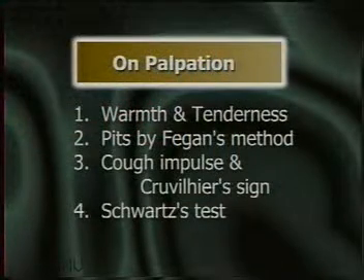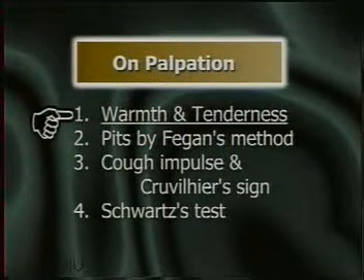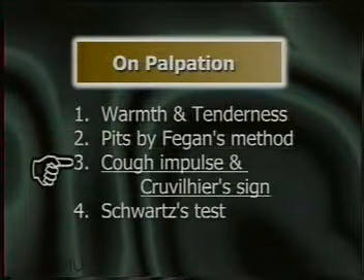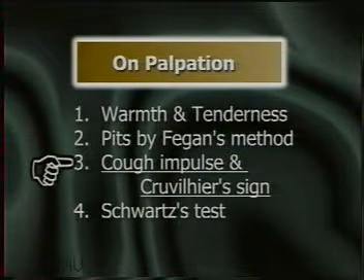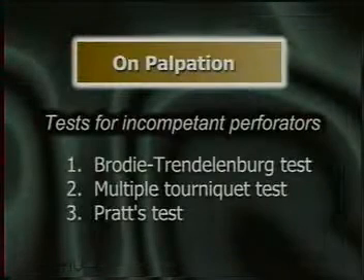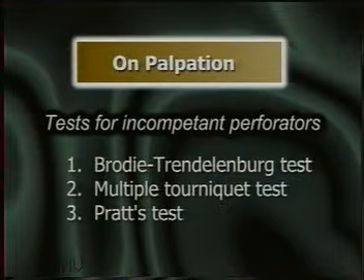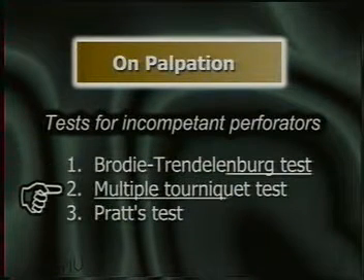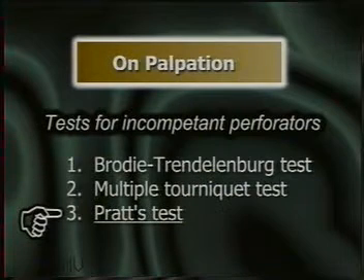So to revise, on palpation, we first palpated the length of the vein for warmth and tenderness. Then we emptied the vein and palpated the deep fascia under it by Fegan's method for palpable pits. Then we tested for cough impulse and Cruveilhier's sign at the saphenous opening and performed the tap test or Schwartz test. Then we performed the special tests for incompetent perforators, that is Brodie-Trendelenburg test, multiple tourniquet test, and the Pratt's test.